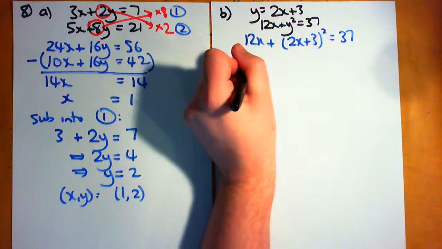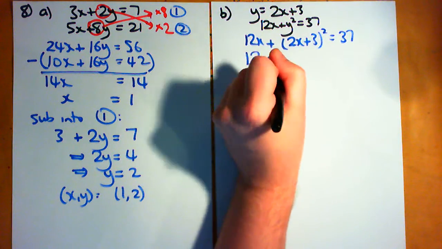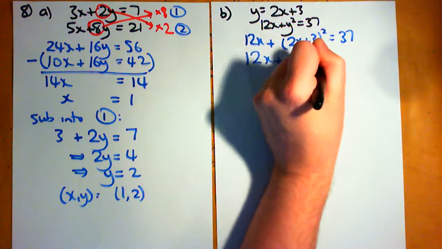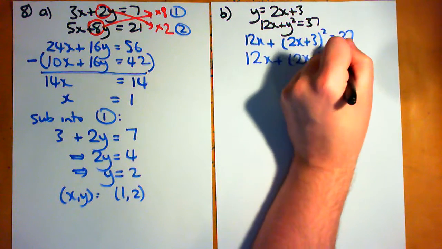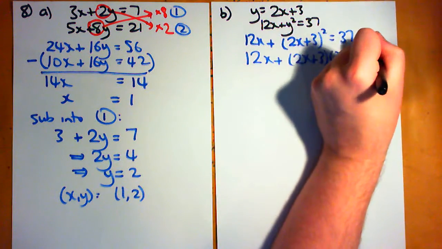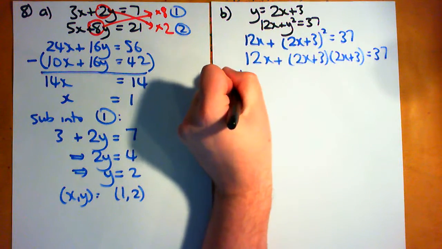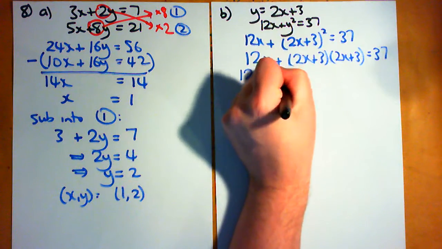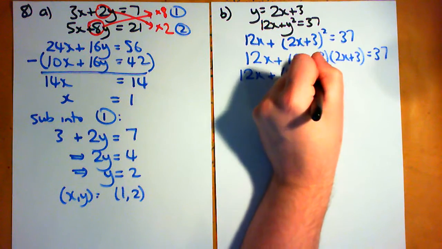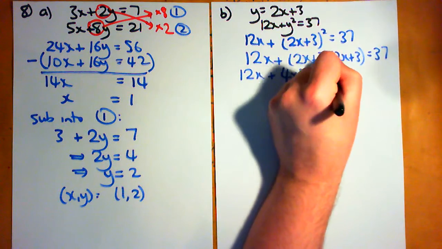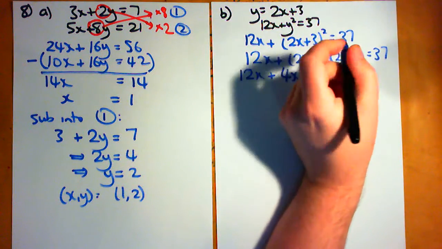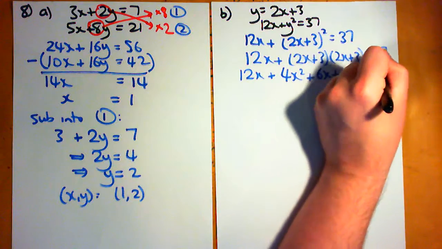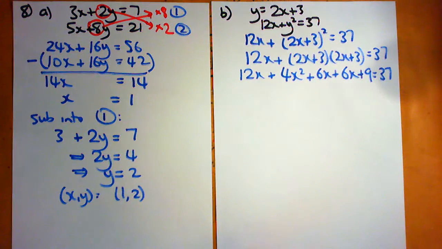So we'll need to multiply out this bracket. We have 12x plus (2x plus 3) times (2x plus 3) equals 37. So 12x plus, multiply out these brackets, 2x times 2x is 4x squared, plus 2x times 3 is 6x, plus 3 times 2x gives us 6x, plus 9 equals 37. So that's a quadratic equation. We will solve that, so we'll simplify first.